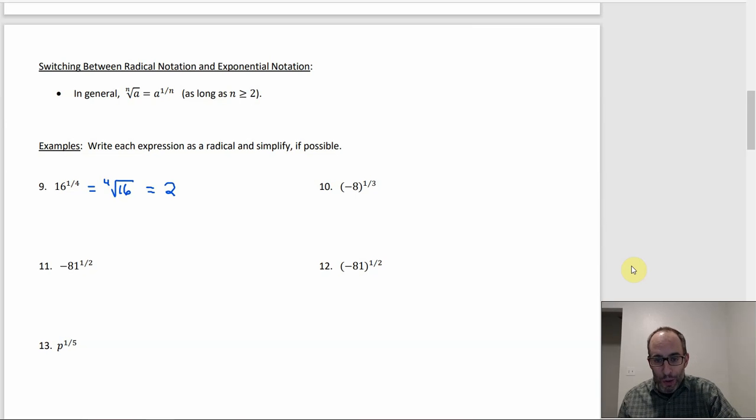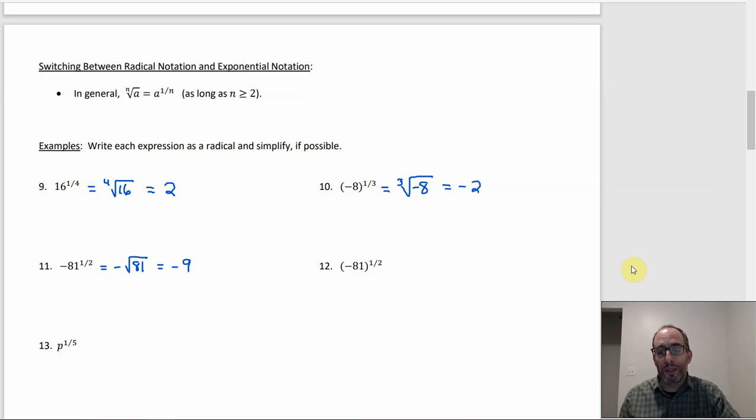8 to the 1/3 power, you could write that as the cube root of -8. And so then that's just going to be -2. Now 11 and 12. So there's something to watch out for here. With no parentheses in 11, that negative sign is out front. So the only thing that's being raised to the 1/2 power is the 81. So you would end up with the negation of the square root of 81, but the square root of 81 is 9, so this is -9.